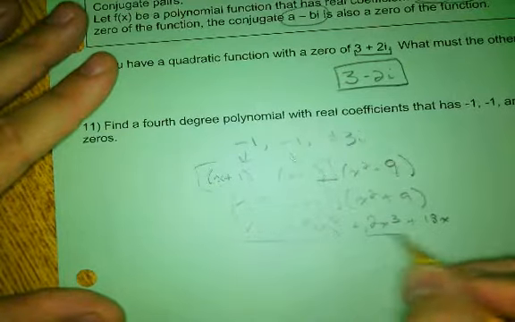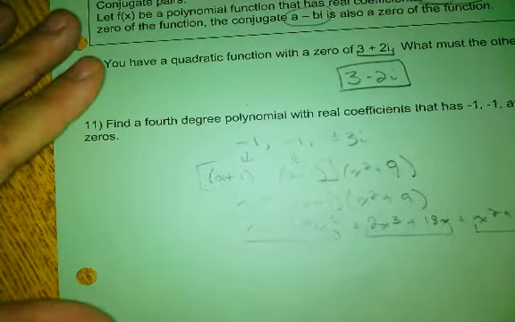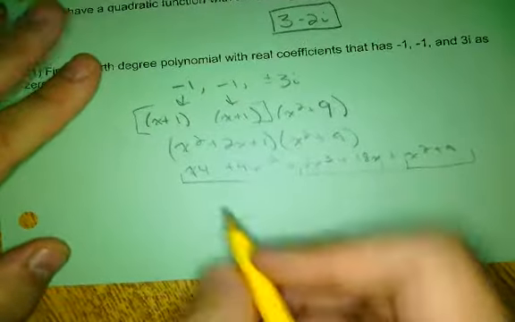So this is my first distribution. This is my second distribution. And then plus x squared plus 9. That was my last distribution. And now just reorganize it.